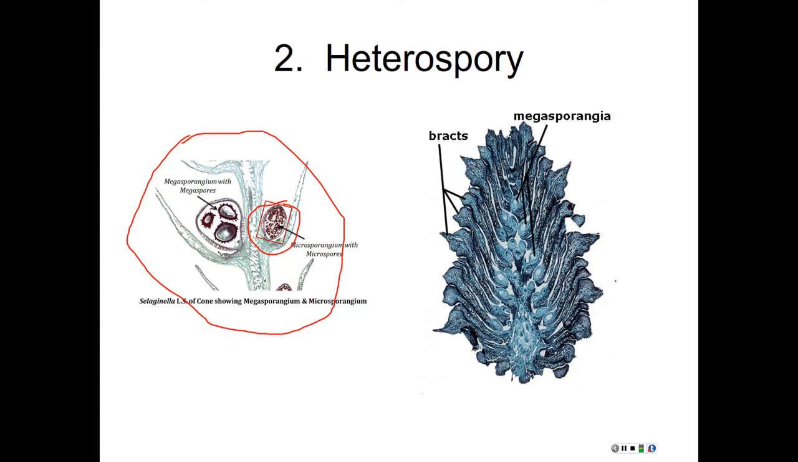And for the male structures, we have microsporangium that produce microspores that will give rise to the male gametophyte.